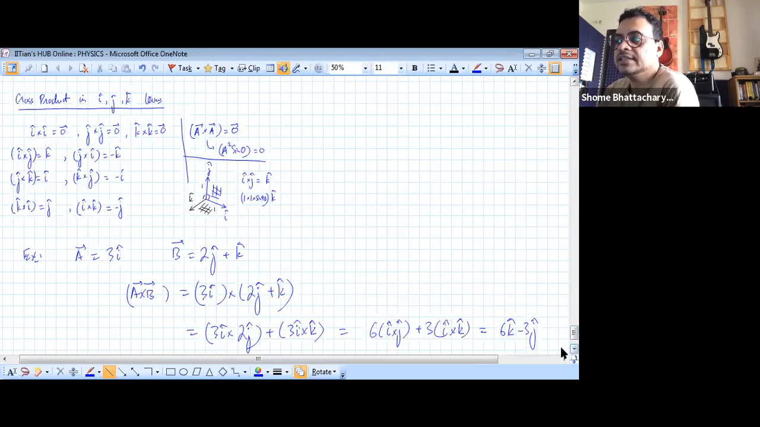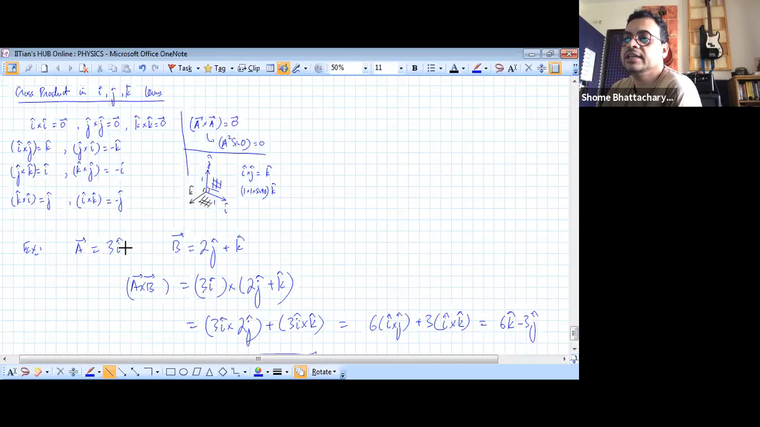Now how can we check that this A cross B is perpendicular to both A and B? Take the dot product of this one with A. You can see it's 0, so it's perpendicular to A. Take the dot product of this one with B. You can see again it's 0.